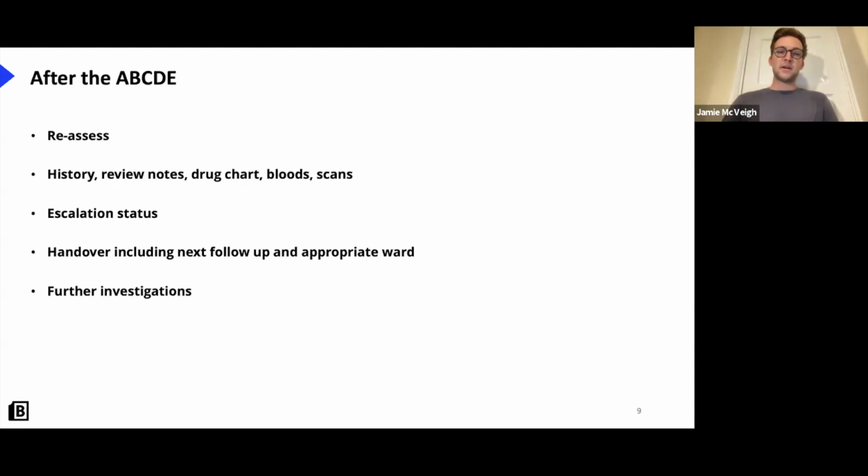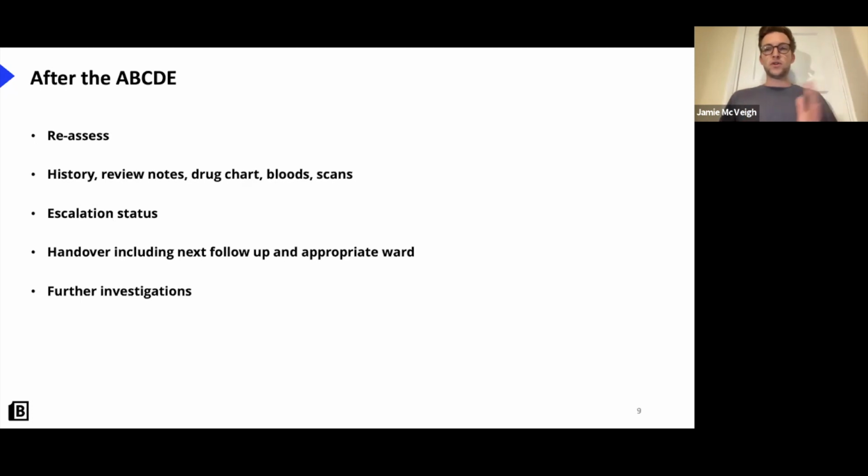Then you've got a bit of time to, well, you might not have time, but it's always important to look through their history, what's happened to them, try and get a bit of background, look at their drug charts. Are there any causative drugs for what you found? Their bloods, recent bloods, and obviously hopefully you've sent some more bloods off, and any imaging that they've had done. Think about their escalation status. Are they really frail, 95 years old? They're not for ITU, they're not for resuscitation.